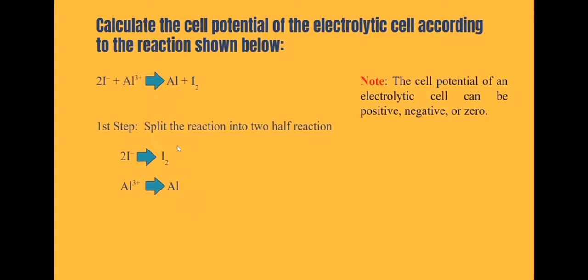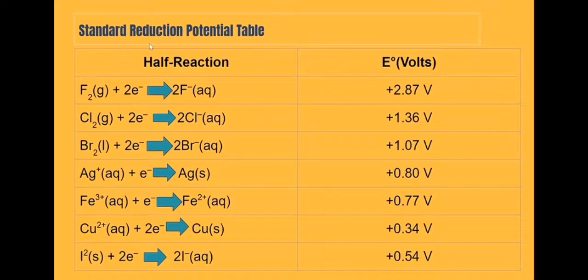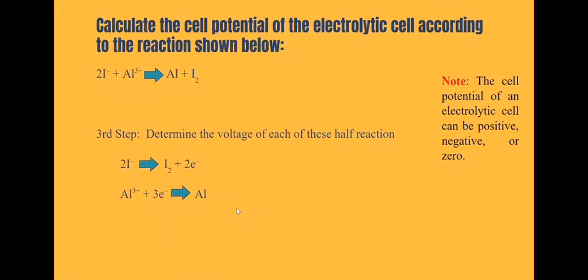Then, the second step is to add the electrons to balance the charges. Kung nahihirapan kayong mag-add ng electrons, pwede nyong tingnan ang itong table, Standard Reduction Potential Table. Diyan na po nakalagay kung ilan electrons ang meron dito. So pag na-add na po natin ang electrons, let's proceed to the third step.